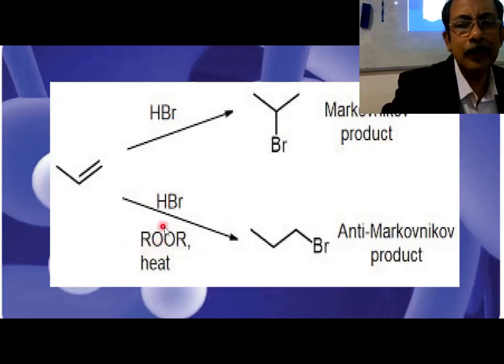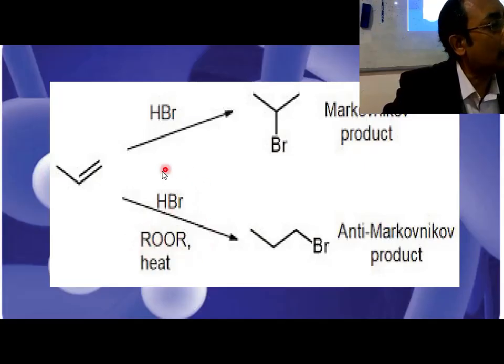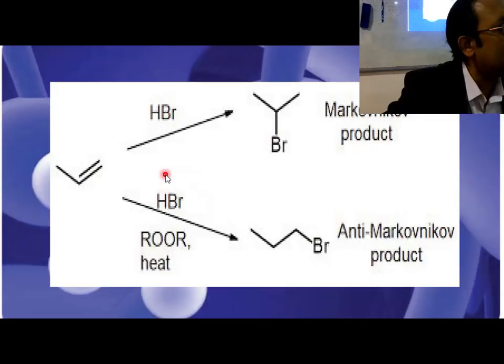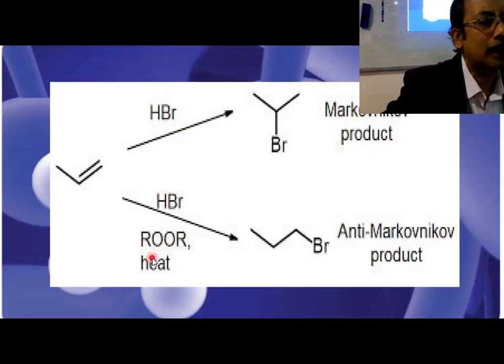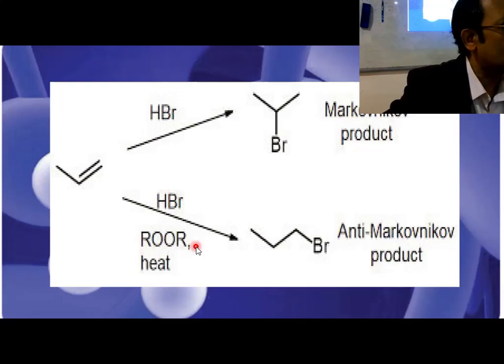On the other hand, if you use some radical, obviously the mechanism here will be a radical mechanism, and the solvent here will be a non-polar solvent. So if you use a non-polar solvent, then this ROOR in the presence of sunlight or heat will break into RO dot. That is called an initiator. So ROOR is an initiator. It is producing radicals, 2 RO dot. That is the initiation, and it is done by the initiator.